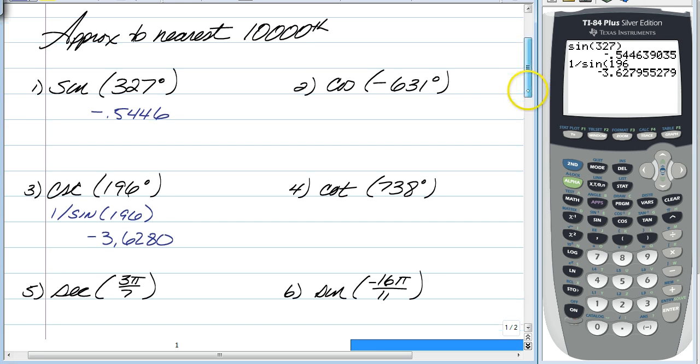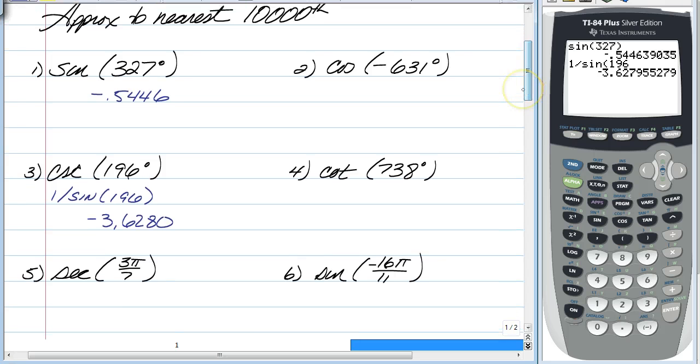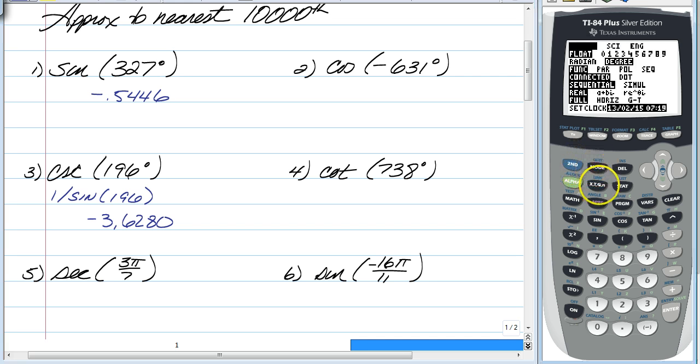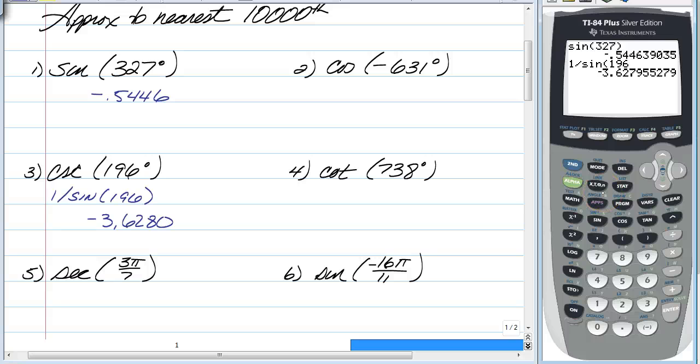And then finally, number 5, notice how it's not in degrees anymore. Now it's in radians. So you need to go back to mode and change it to radians. Now, if you don't do that and you do it in degrees, you will get a different answer, which could make a lot of points disappear on quizzes and tests. So make sure you're paying attention to which mode your calculator is in at all times.